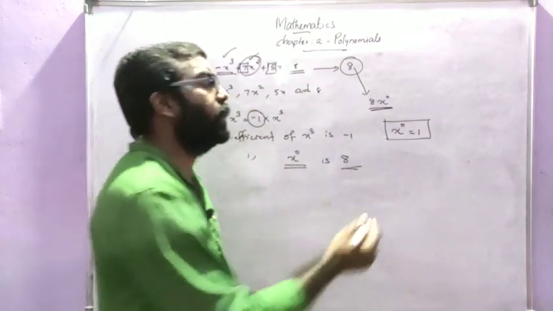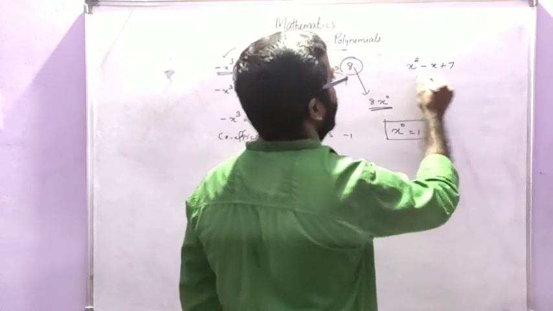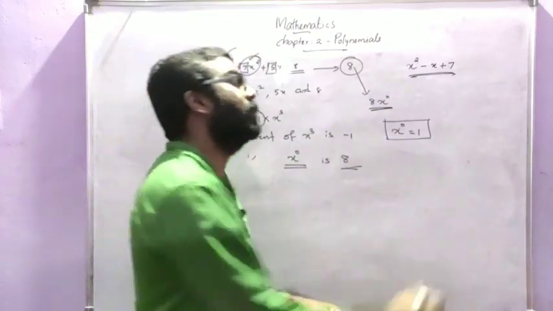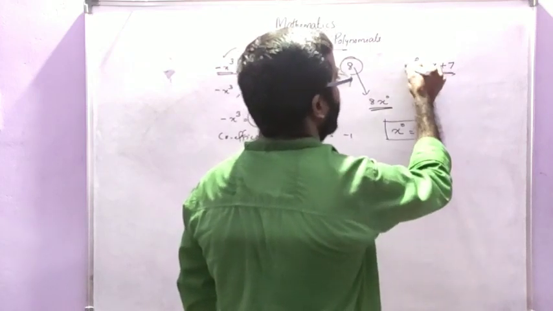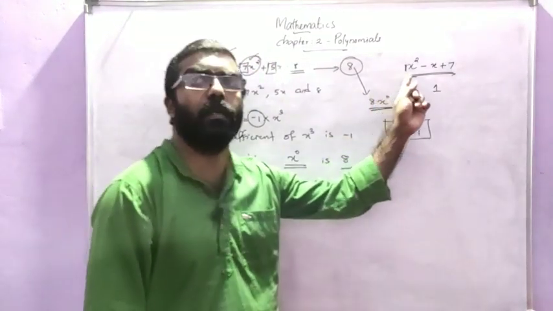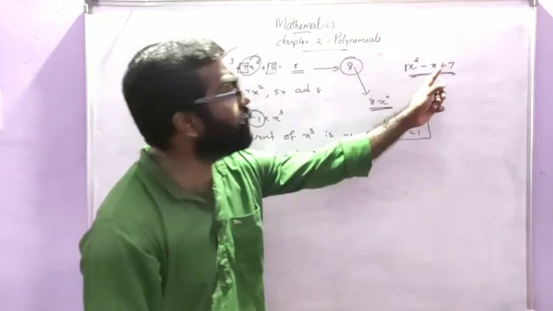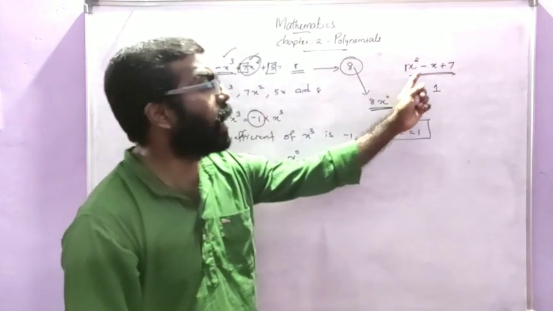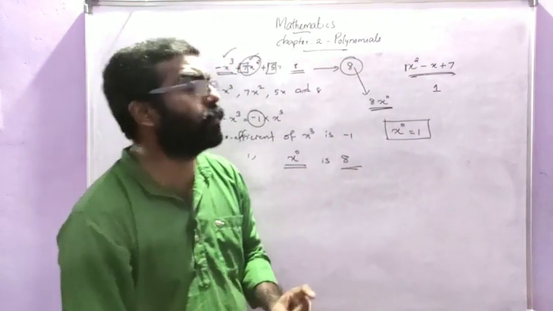Understood? Now can you say the coefficient of x square in x square minus x plus 7? It is nothing but 1. Here no number is written, that means 1x square. 1 into x square is x square, that is why we don't write 1 there. The coefficient of x is minus 1. We have to say the number together with the sign of that particular number.